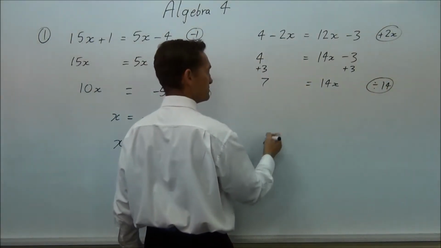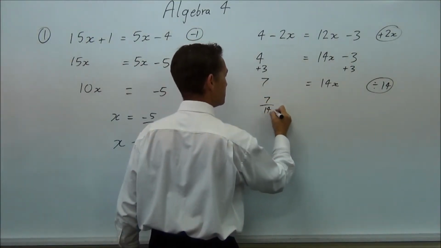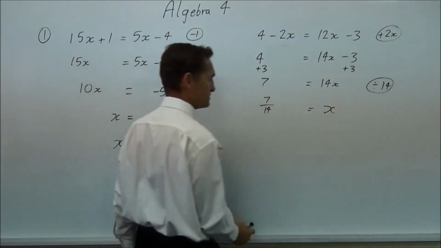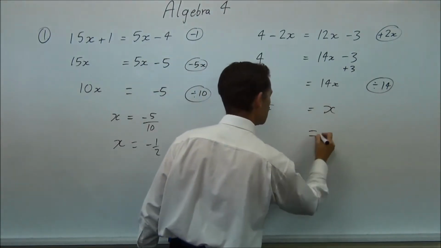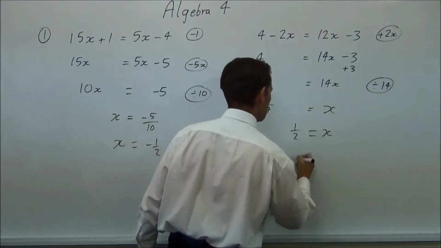Okay, divide both sides by 14. I get 7 on 14 equals x. Well, what's 7 on 14? So x equals a half.